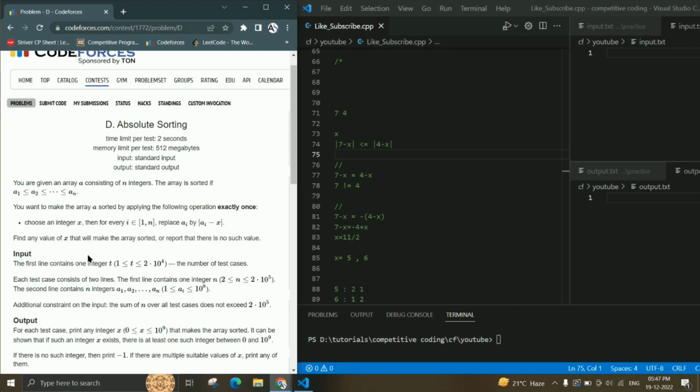Hello everyone, today we are solving problem D, Absolute Sorting, of Codeforces Contest 839, Division 3.